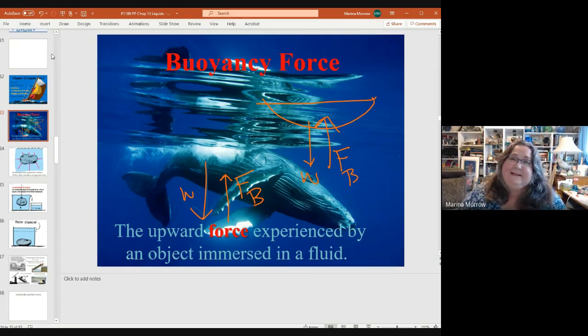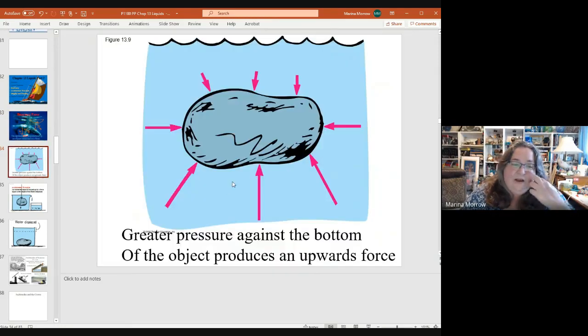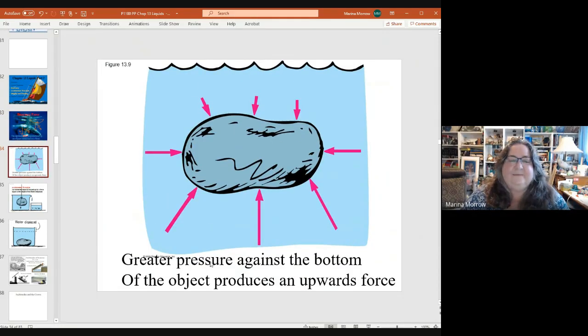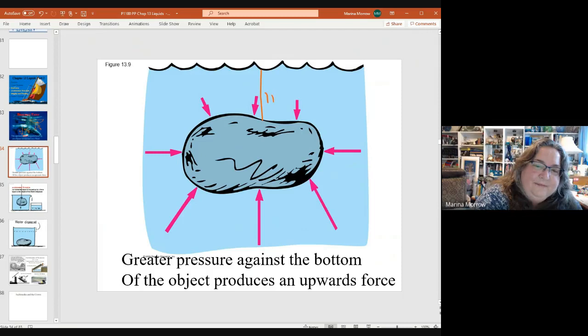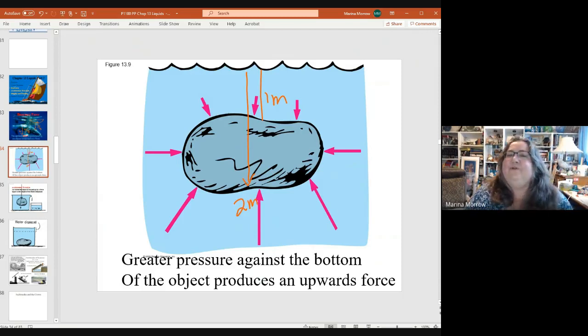Now, we were talking in the last section about pressure. And yes, it is water pressure that is creating this buoyancy force. So there is greater pressure against the bottom of an object than the top of an object when it is immersed in a fluid. And so water pressure is greater as you get deeper, right? So in this case, you can see how it kind of looks like maybe this is 1 meter down, but the bottom is like 2 meters down at least. So the water pressure against the bottom will be twice as great as the water against the top of this object.